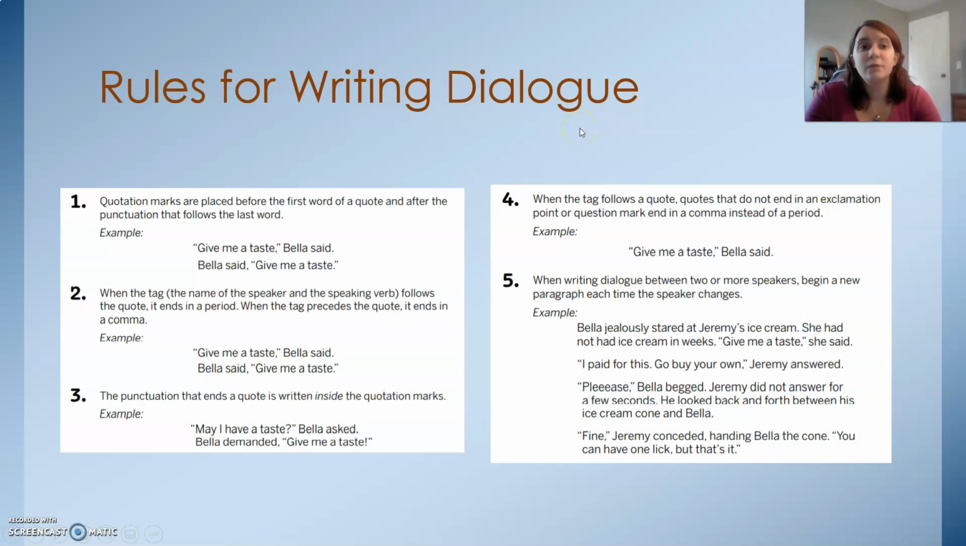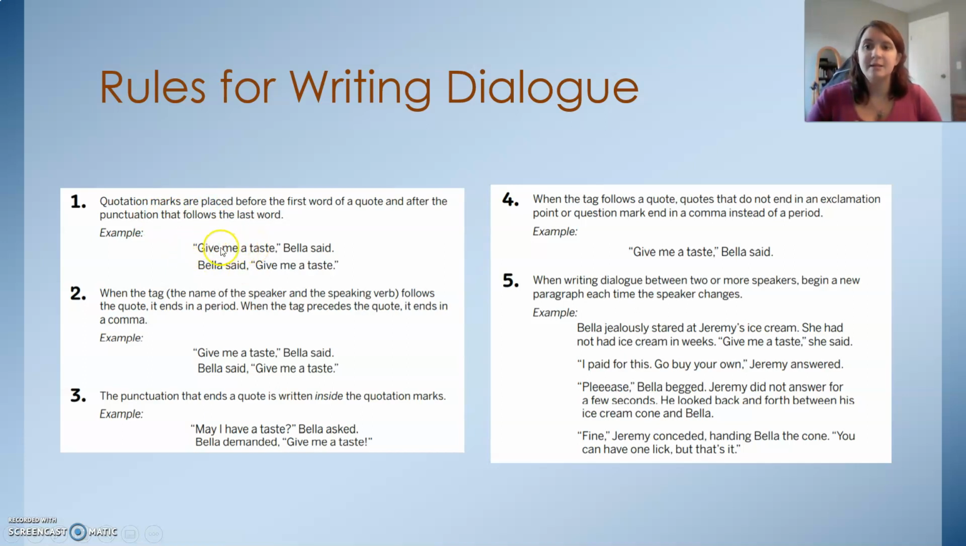So we have some rules for writing dialogue that we're going to practice. Now, these can be a little tricky, but we're going to be practicing them when we're writing. So there's a few rules we have to follow when we put dialogue in. So remember, dialogue is when two or more characters are actually talking to each other. First rule, quotation marks are placed before the first word of a quote and after the punctuation where it follows the last word. So what they're talking about is the quote is what is actually being said.